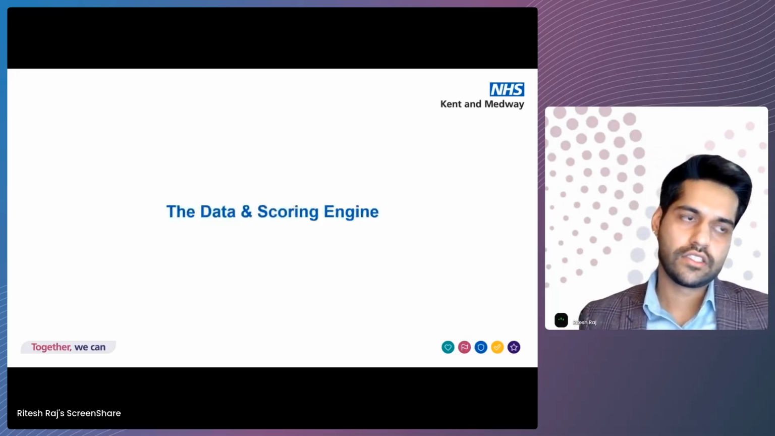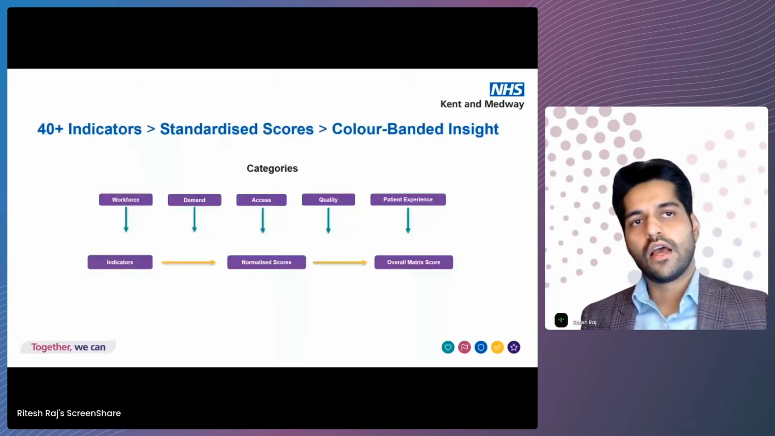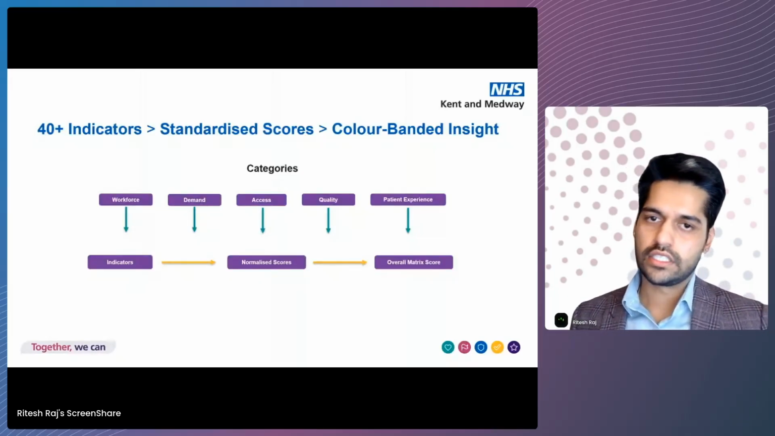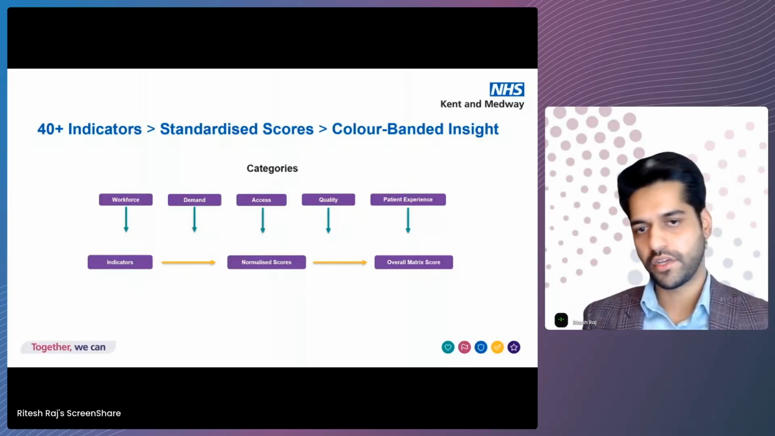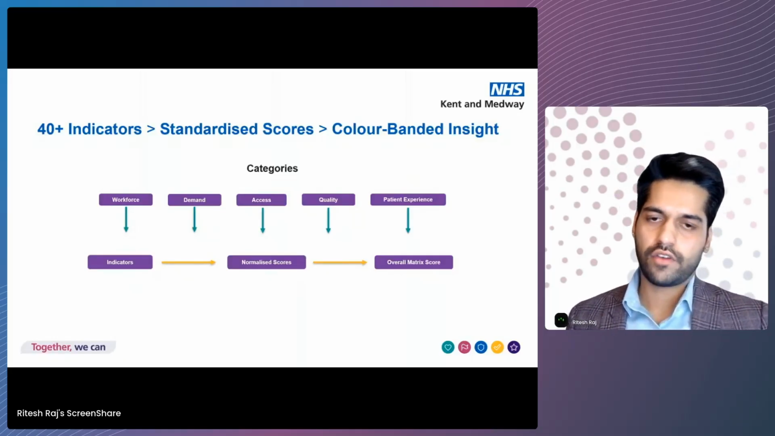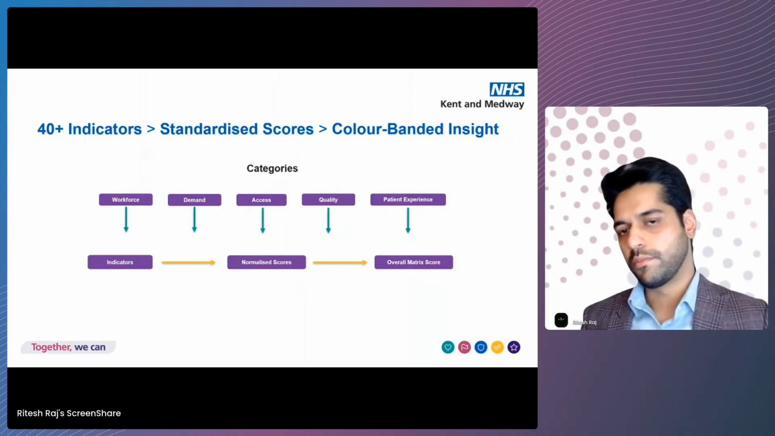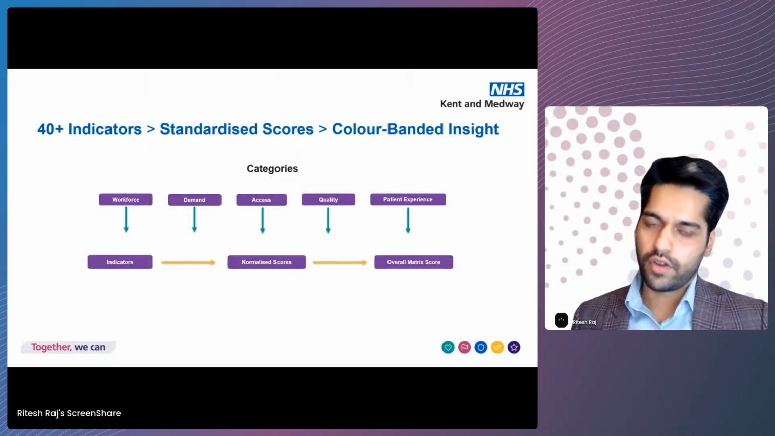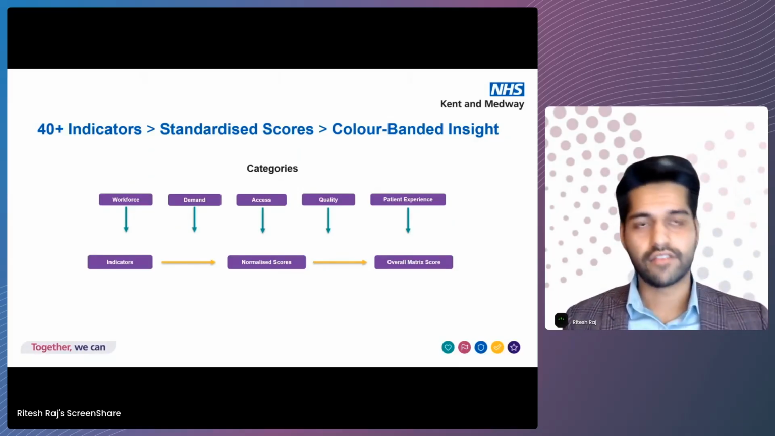The data side and the scoring engine. So as mentioned earlier, we have 40 plus indicators that are scored. These are normalized based on Z-score transformation. In simple terms, Z-score transformation is how far away the data point is from the mean in standard deviations. And the mean, again, can be local or national, depending on the indicators we have.